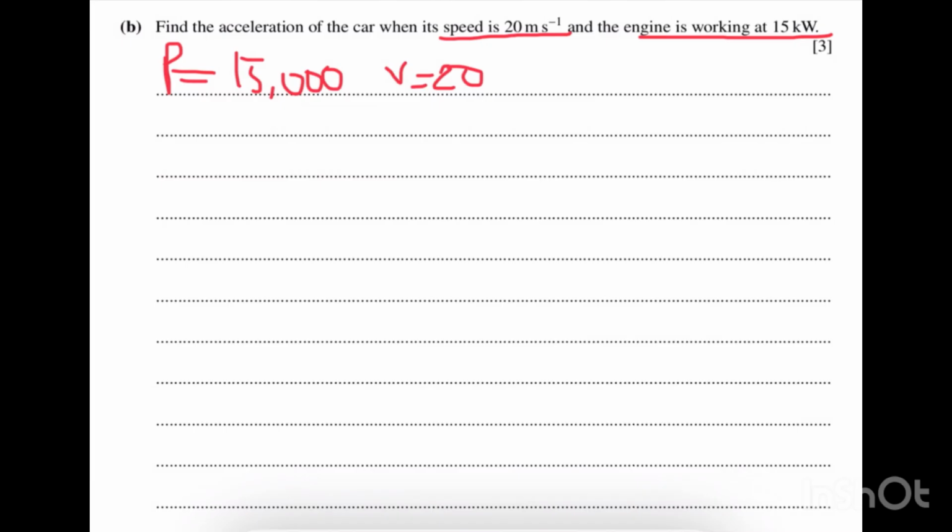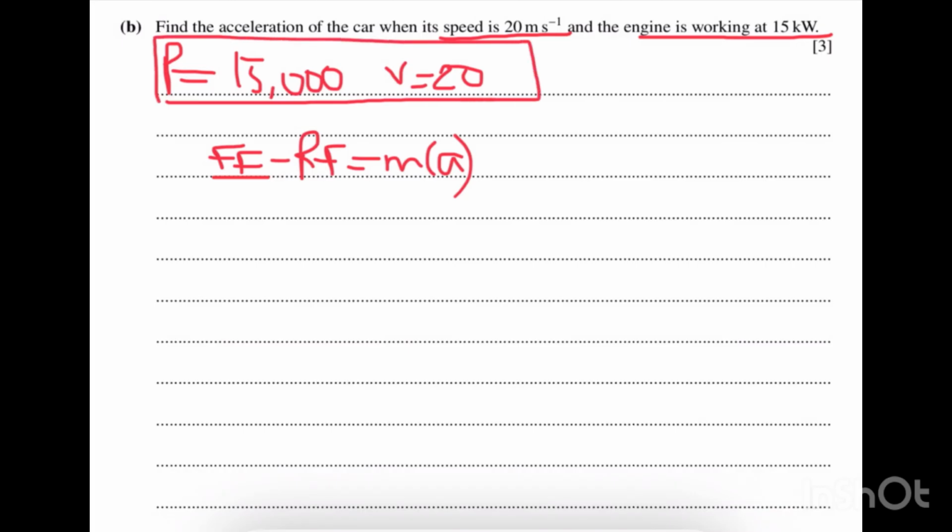In order to find the acceleration of the car, we will need to use the forces formula, which is this, as we know. But for that we will require the forward force. So if you look closely, you will see that we can find out the forward force or the driving force using this information that we have. So power, which is 15,000, is equal to the driving force multiplied by velocity, which in this case is 20. Dividing 20 on both sides, we get that the driving force is equal to 750.